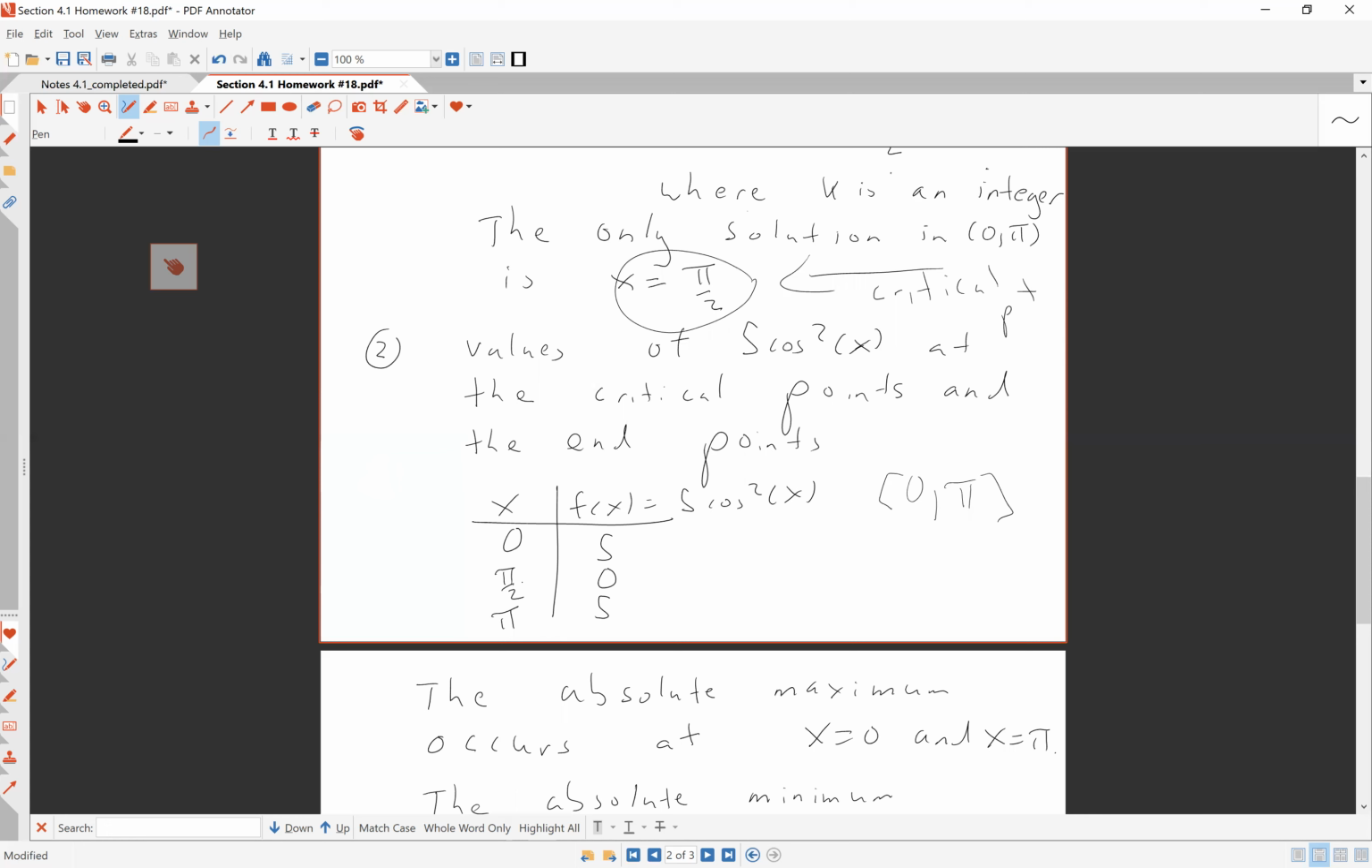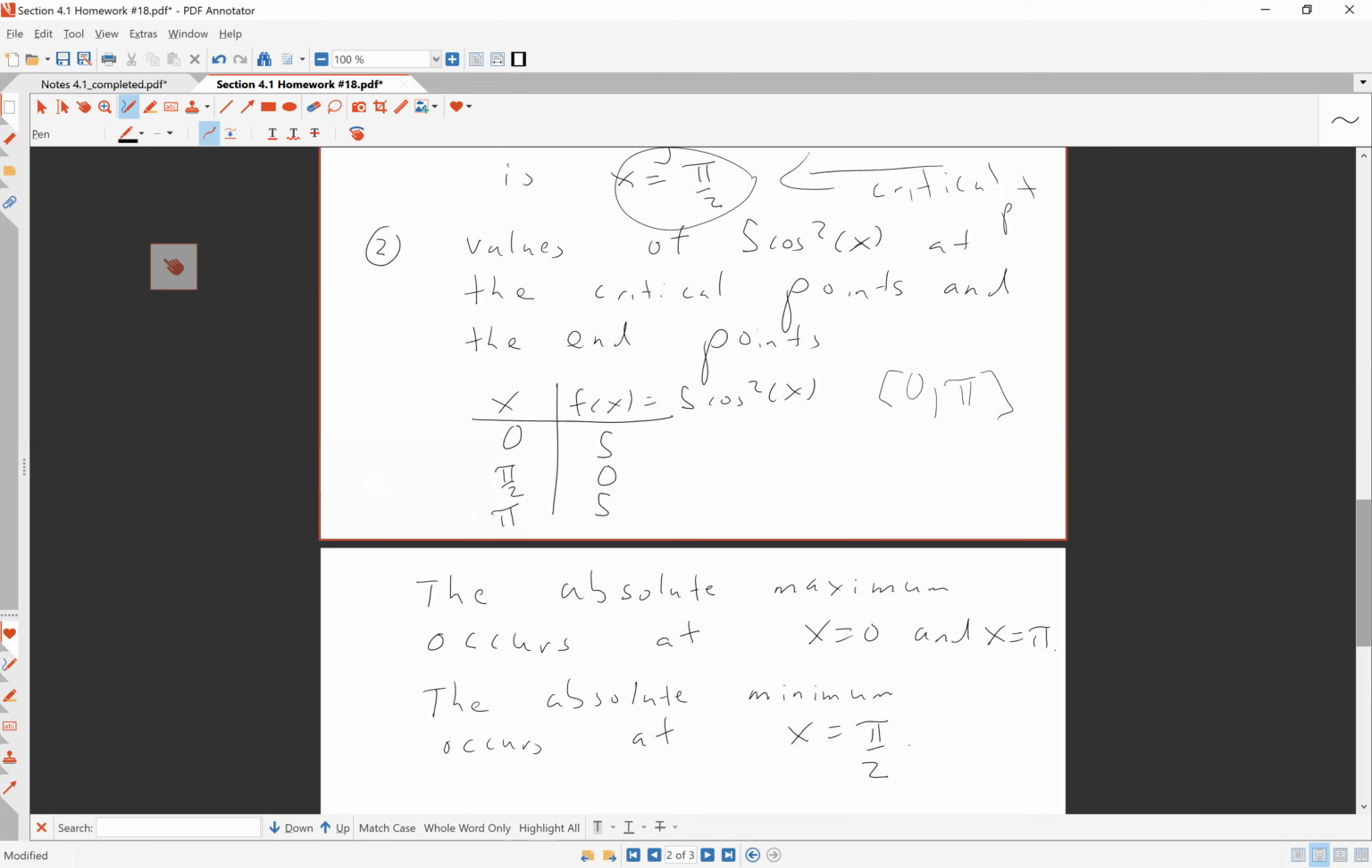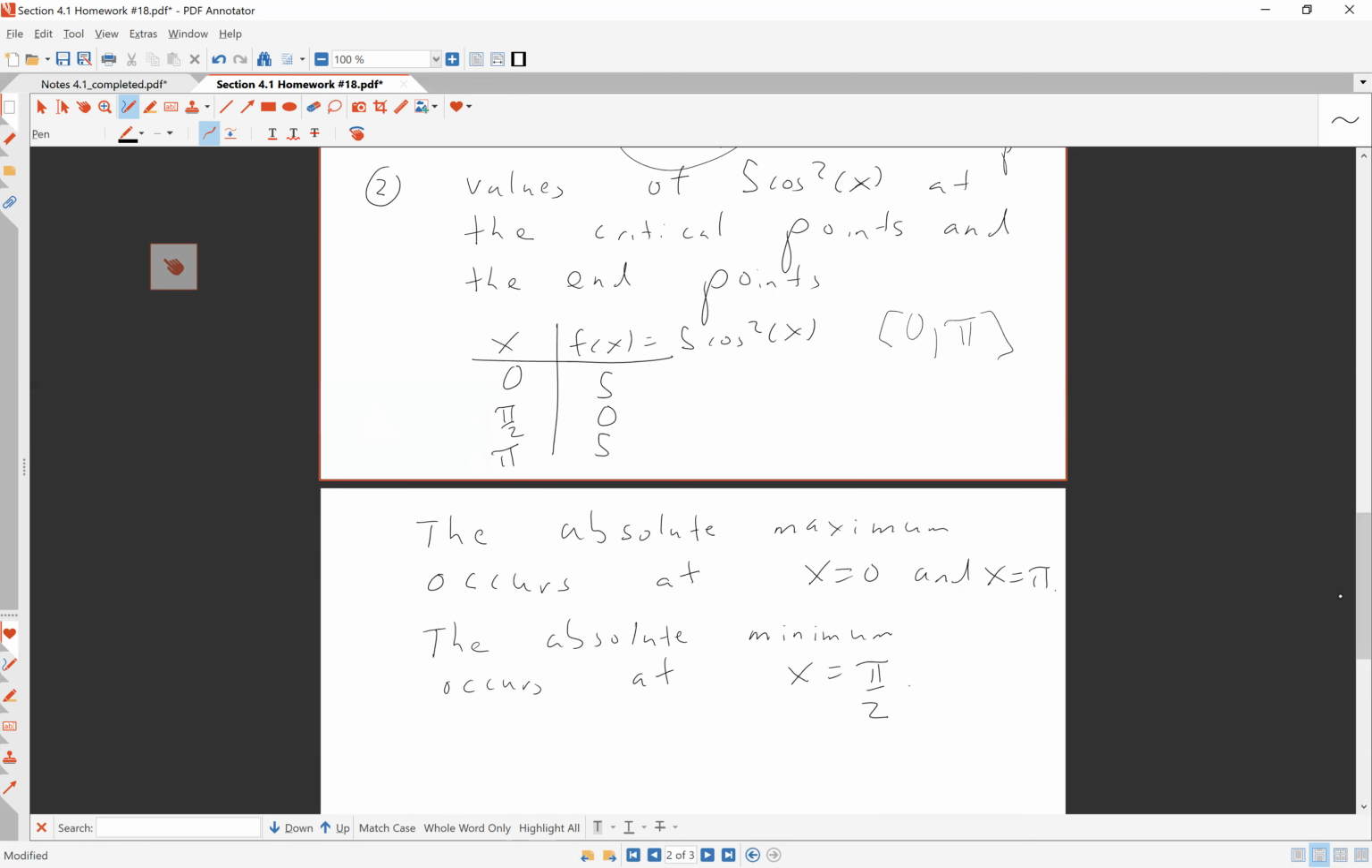And cosine of pi over 2, that's the first coordinate, right? So remember, cosine is the first coordinate when you rotate around pi over 2 units or radians. And so cosine of pi over 2 is 0. Okay, so clearly x at 0 and pi are the absolute maximum, and the absolute minimum occurs at x equal to pi over 2.